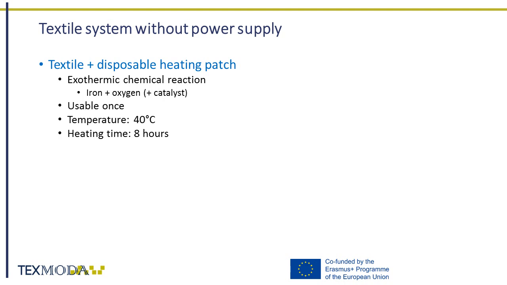The heating systems without power supply are based on exothermic chemical reaction. Oxygen from the air reacts with an iron-based reagent. These patches, supported by textile or to be included in textiles, for example, are usable once. They are designed to reach a temperature of 40 degrees for 8 hours. The textile part or textile integration of this product is very poor.